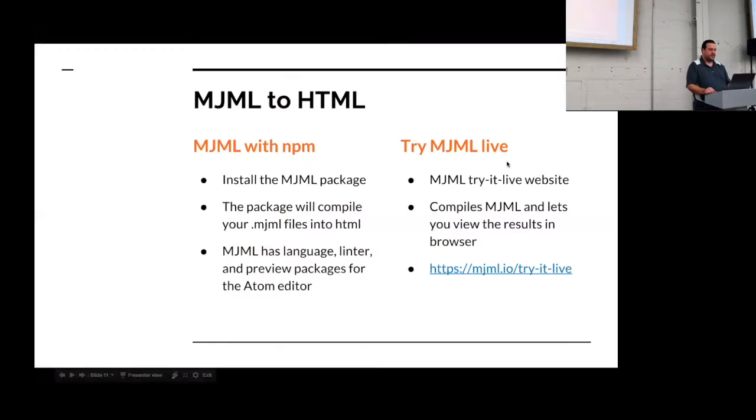So using MJML, I'm going to talk about two different ways you can do this. If you use NPM, I would recommend installing the package. The package comes with a command line tool that allows you to convert the MJML files into HTML. If anyone uses the Atom Editor, they've got language support for MJML. They've got a language, a linter, and a preview package that all work pretty well, and I liked them. But even quicker and easier than that is the MJML Try Live website. It has a screen where you can write your MJML, it compiles it, and then displays it in the browser so you can see what's actually coming out. It also has a nice feature where you can switch between mobile view and desktop view, so you can see how it's working responsively.